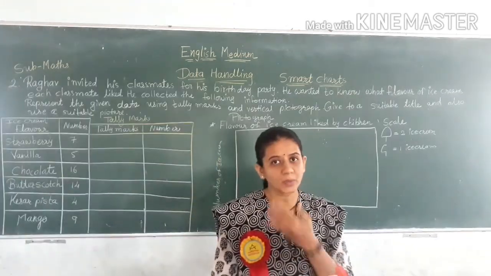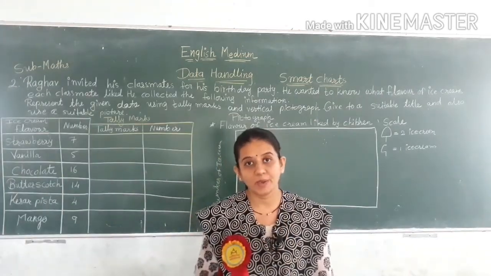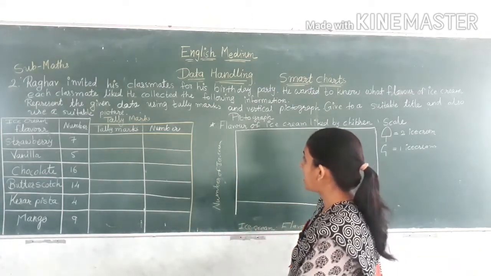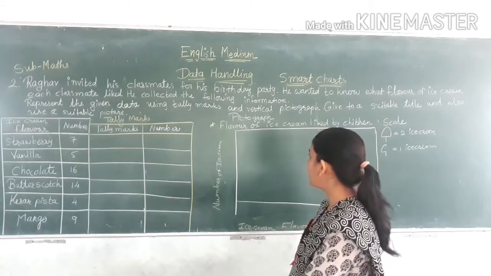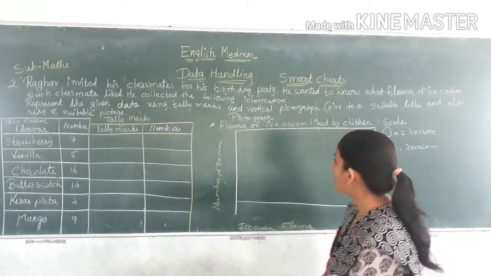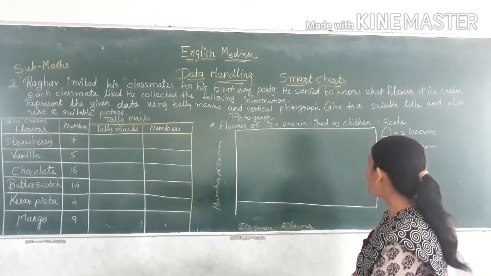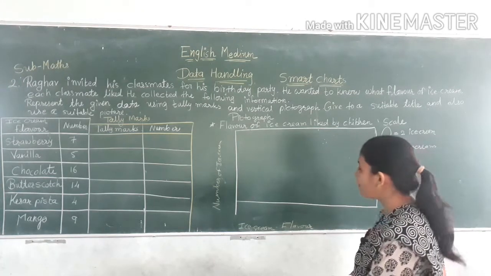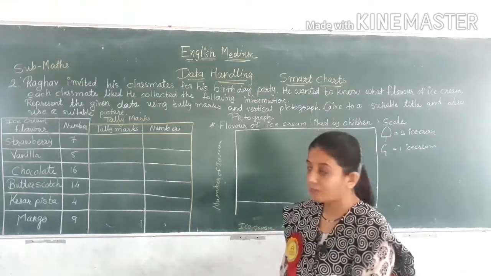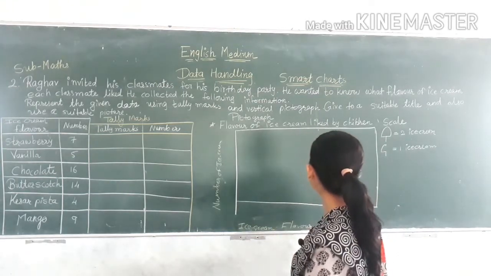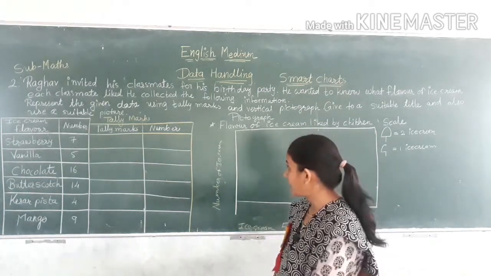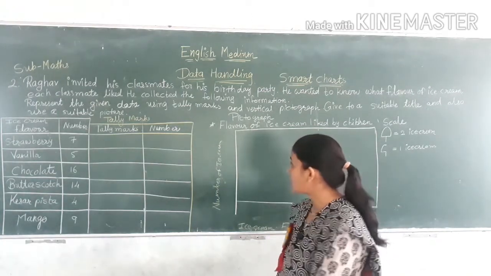Now the next topic: tally marks and pictograph. Raghav invited his classmates to his birthday party. He wanted to know what flavor of ice cream each classmate liked. He collected the following information.